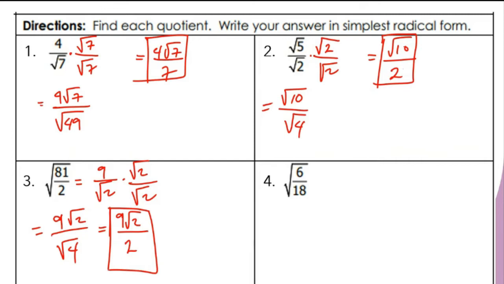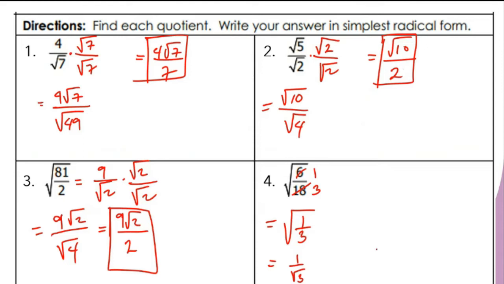Number 4. With number 4, there is a common factor between 6 and 18. So we can simplify it further. You will be leading with a common factor, which is 6. So 6 divided by 6 is 1, 18 divided by 6 is 3. So you will be having the square root of 1 over 3. Simplifying, the square root of 1 is 1 over the square root of 3.